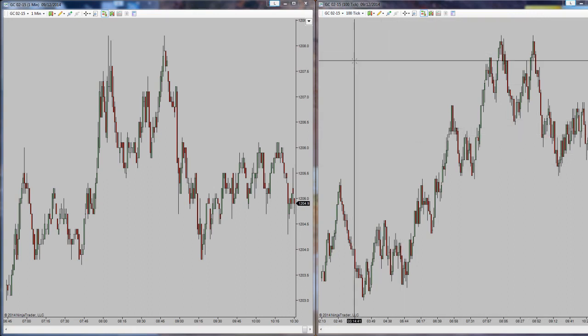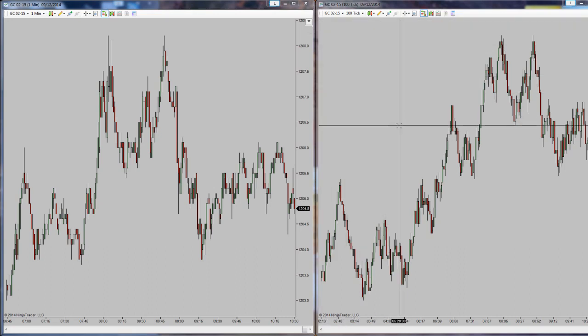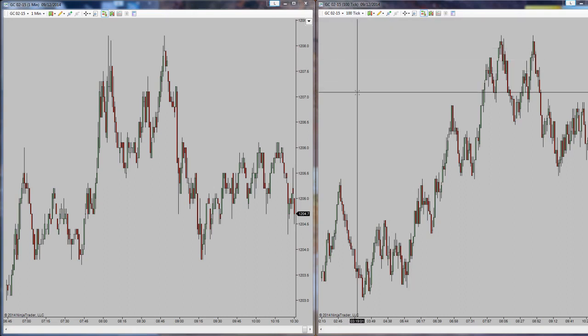If you're trading, say, the pound, that's a lot lower volume and you might want to set it to something like 100 or even 50. I find that for gold 100 is a good value for me. So depending on the value here, the lower it is, the faster your chart's going to be, and the higher it is, the slower your chart's going to be.